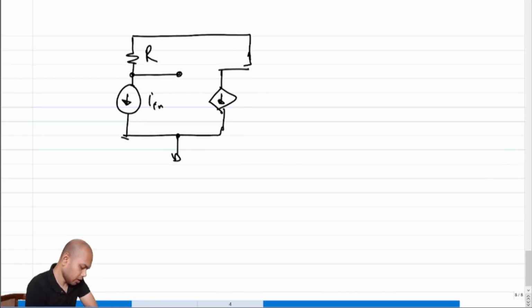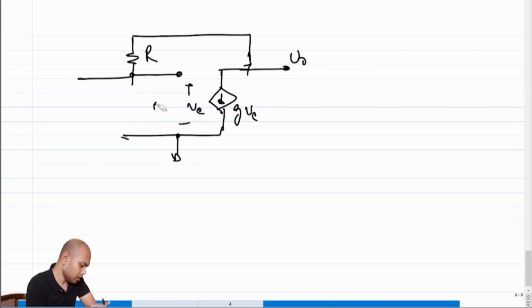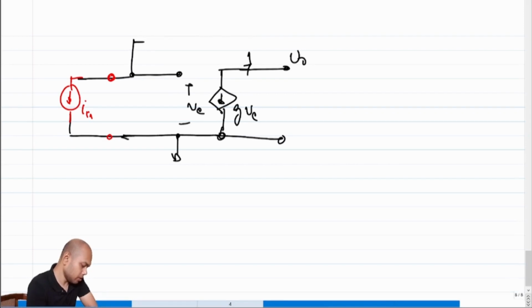This is R, this is I in, this is G times VE, where this is VE, right? So this is my V naught. Let's say I put the I in here so that I can understand where the ports are. Let me use a different color for the input. I in. So this is the input port, and this is the output port. And this is the R. Correct?